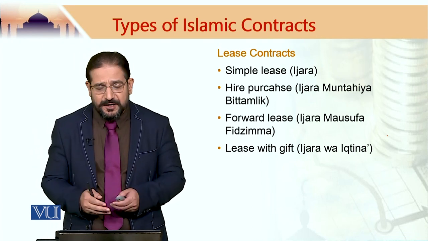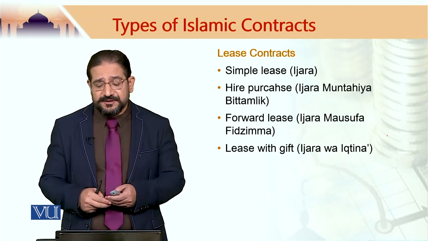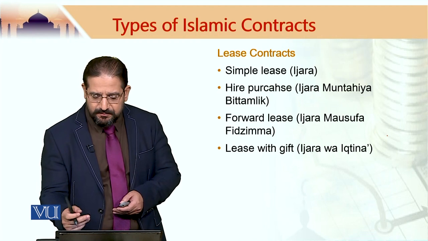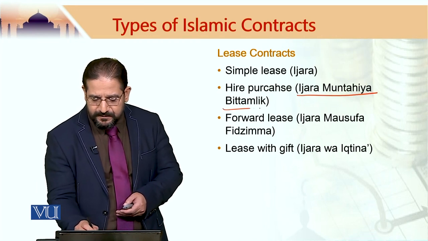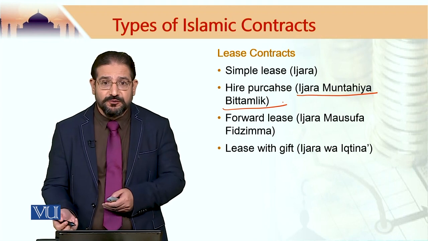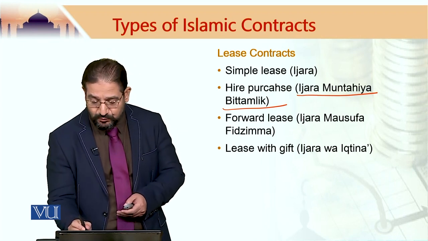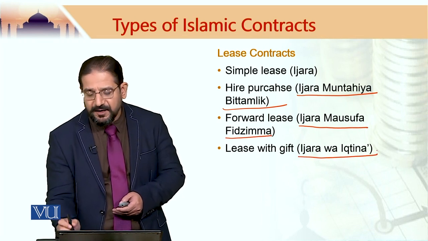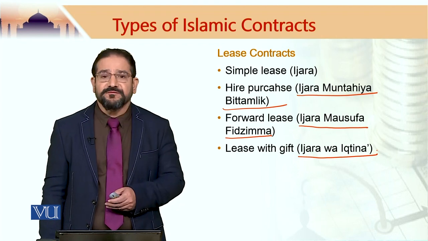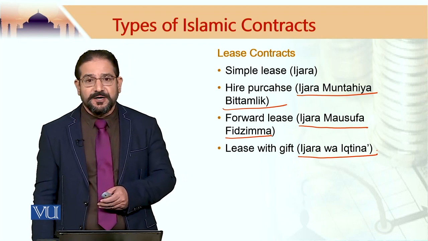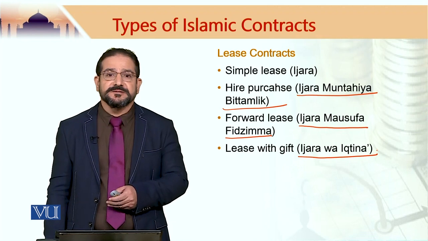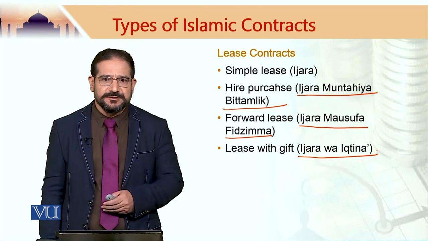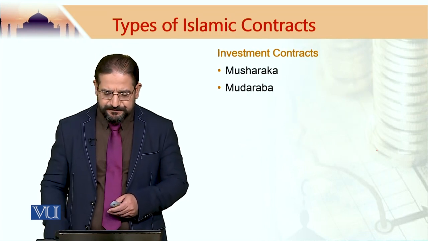Lease contracts. Like a spot sale contract, there is a simple lease contract. We call it ijara. There could be a variant of this called hire purchase, or what is known as ijara muntahiya bitamlik. Then we have a forward lease contract, which in Arabic is known as ijara mausufa fi dhimma. And the last form of a lease contract is ijara wa iqtina, or lease with gift. All these lease contracts have applications in Islamic banking and finance.